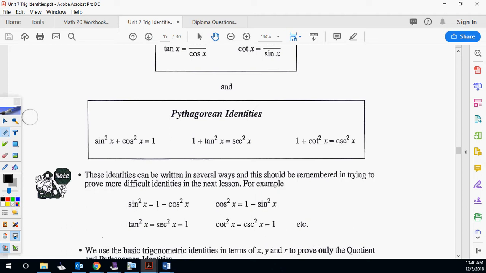See these two for the first one? And then you have the tan squared. You can minus the one of the secant squared. You have the cotangent squared. You can minus the one of the cosecant squared. Just different ways of looking at them. There's the same identity. Okay?